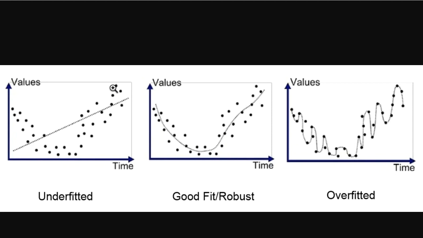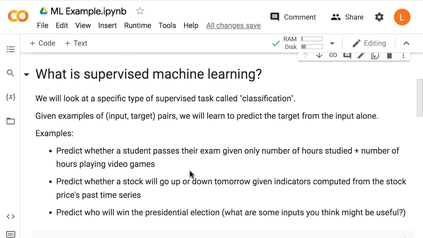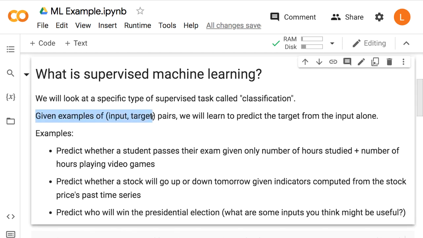So regression is when we're trying to predict a number. Compare that to classification, where we are trying to predict a category, a class. We have some examples here in case that's not clear. To describe it in general, we are given examples of input and target pairs, and our goal is to try and predict the target from the input alone. That's the general concept, and now let's go through some examples.